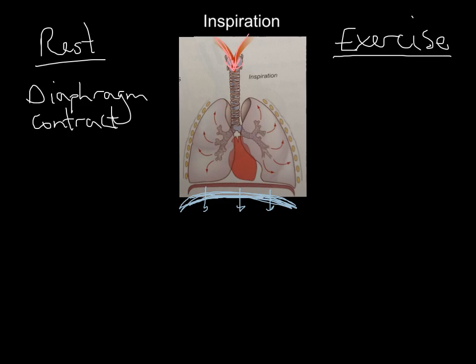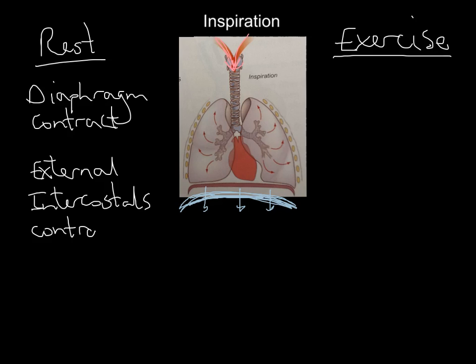Also, you may have heard of these muscles called your external intercostals. Oh no, he's saying big hard words, I don't like it. Come on, you can learn these. External intercostals contract. Now, where are your external intercostals? They exist between all your ribs.